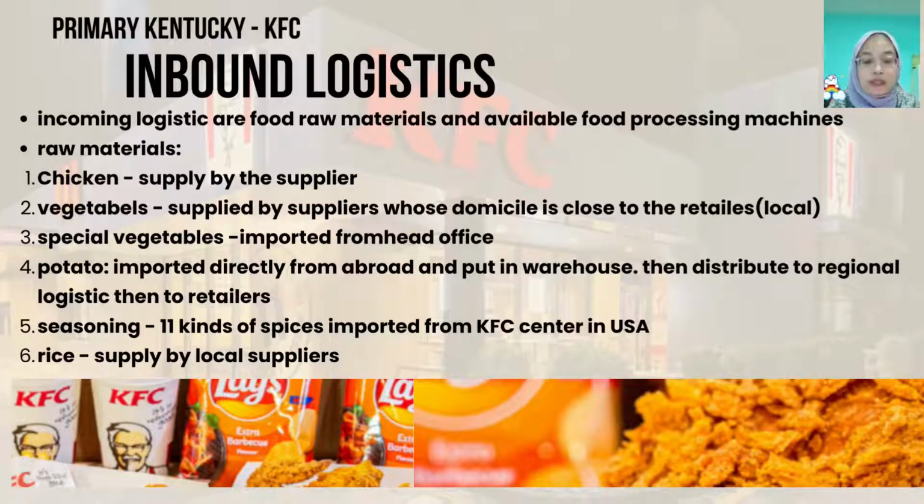For the raw materials, KFC has six types: chicken, vegetable, special vegetable, potato, seasoning, and rice. All of these are supplied by local suppliers. But for potato, we import directly from abroad and put it in the warehouse, then distribute it to regional logistics, then to the retailer. Then for the seasoning, we have 11 kinds of spices imported from the KFC center in the USA.